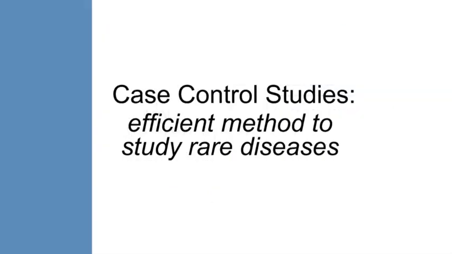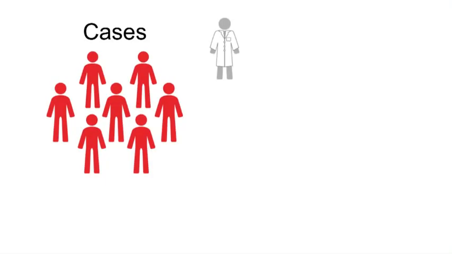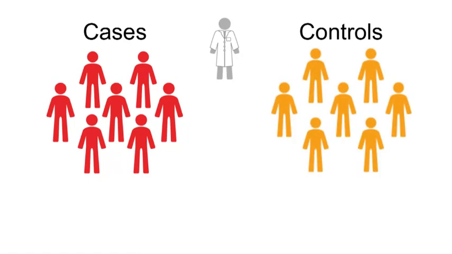Case control studies are an efficient and common epidemiologic study design to study rare diseases. The rule of thumb that we will be using for this MOOC is rare is defined as a prevalence of less than 10%. In a case control study, researchers begin by selecting diseased individuals or individuals with the health outcome of interest. These are known as cases. Researchers also select a group of individuals without the disease, known as controls.